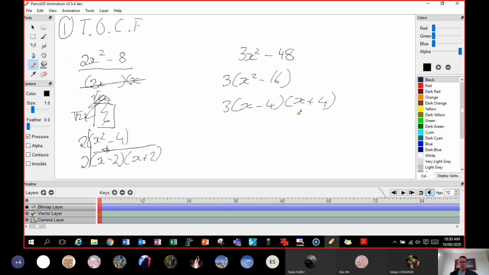So for example, if I multiply these two terms first, I'm going to get 3 x squared plus 4x minus 4x minus 16. No, that's 3, x squared, they cancel out. That's why we call it difference of perfect squares, minus 16. So we got back to the original one. Now if I expand that out, 3x squared minus 48. So you always take out your common factor first.